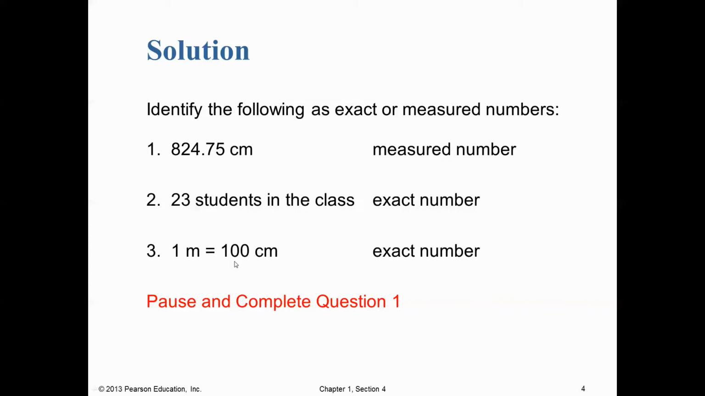Now you should pause this video and complete question number 1 in the activity. Once you finish question number 1 in the SigFigs activity, then resume the video.